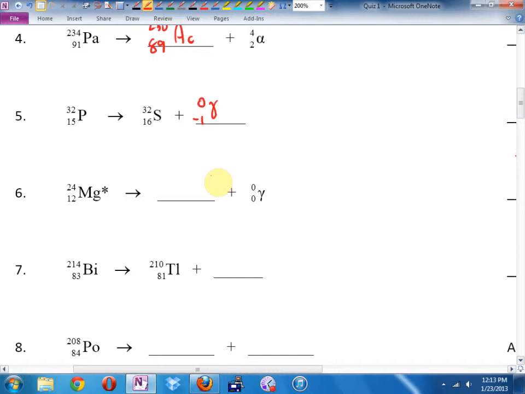What's number? Oh, I wrote gamma because I was looking at the next question already. Sorry. That's a beta. I never make mistakes.